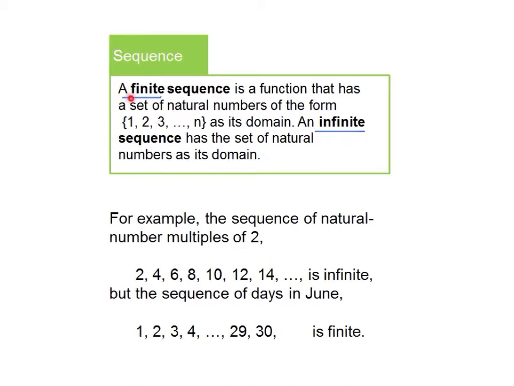Anyway, a finite sequence is a set of natural numbers, right? Natural numbers start at 1, and it goes to some set number, n, as its domain. An infinite sequence is a little bit different because an infinite sequence doesn't end. So if we look at the sequence of the natural number multiples of 2, right, 2, 4, 6, 8, 10, it goes on infinitely. However, the sequence of days in the month of June ends at 30, so that's a finite sequence.